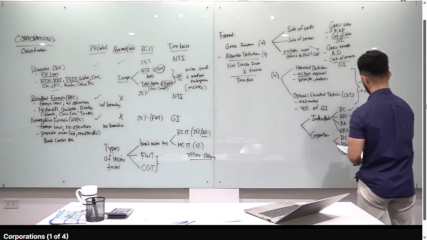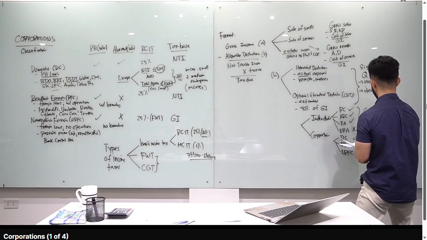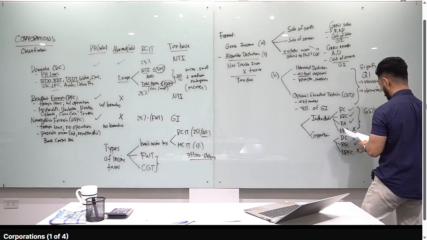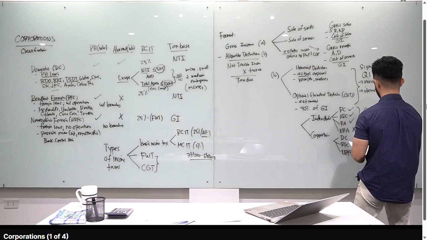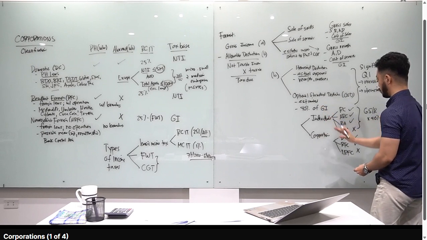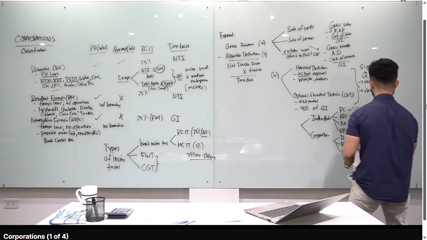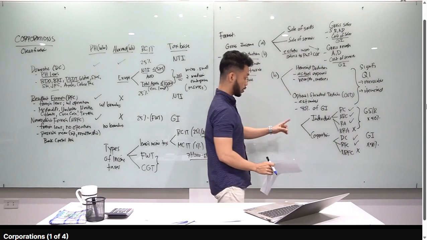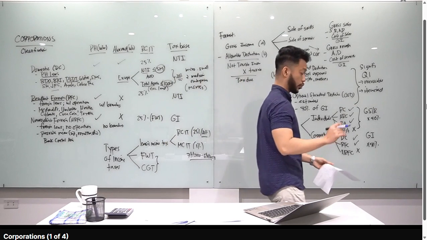Kapag individuals, ang computation niya class is gross sales or receipts, GSR na lang, gross sales or receipts, multiply natin by 40%. Okay? Kapag naman corporations class, ang computation ng OSD is gross income times 40%. So ano yung difference yan? So individuals, gross sales or receipts times 40%. So corporation, gross income times 40%. Actually, malaki yung difference yan.